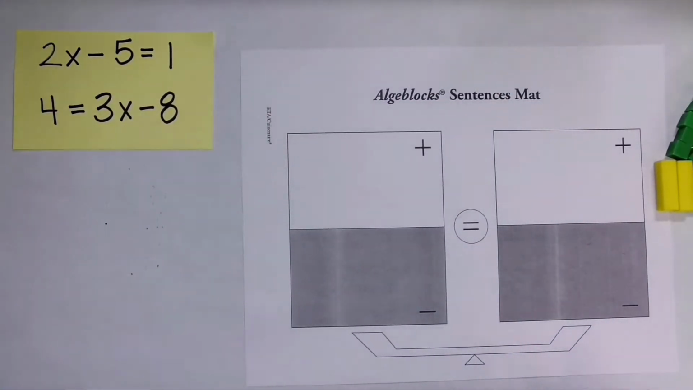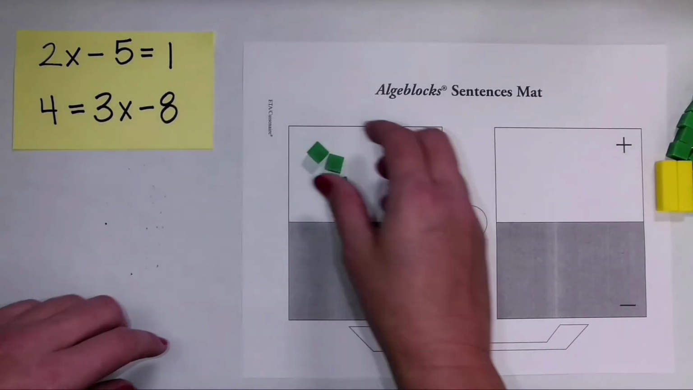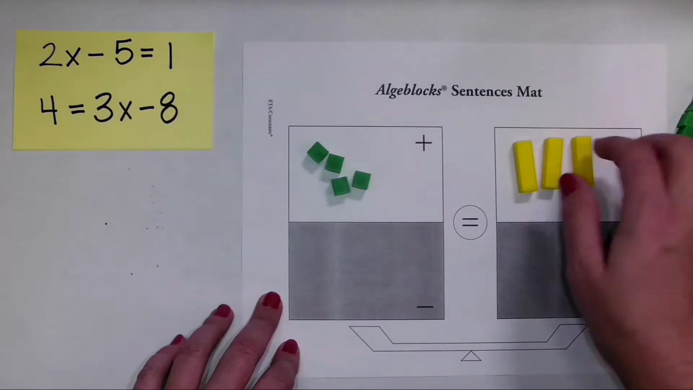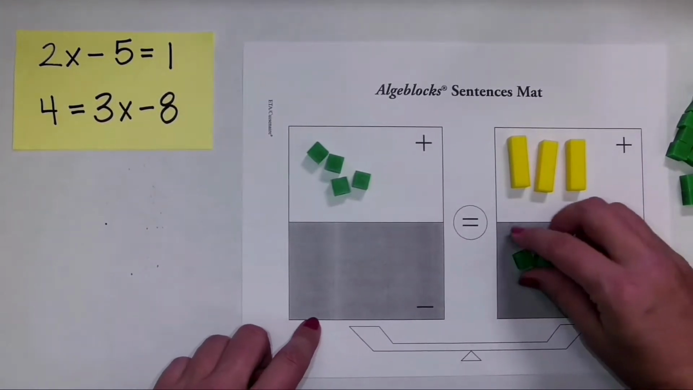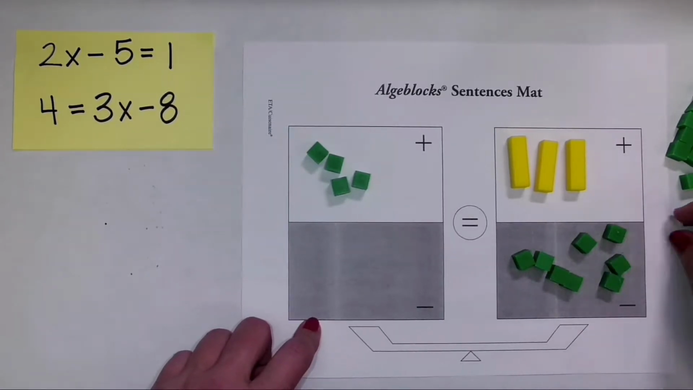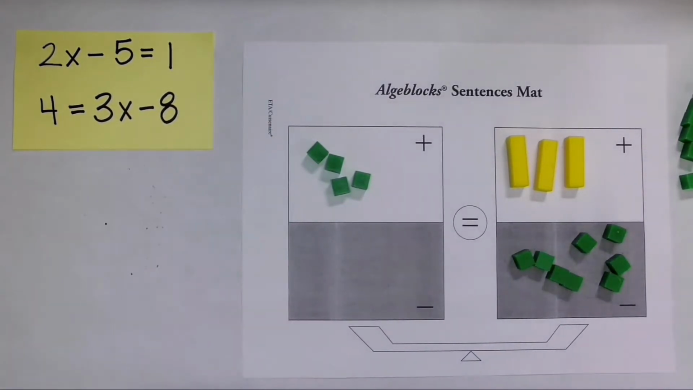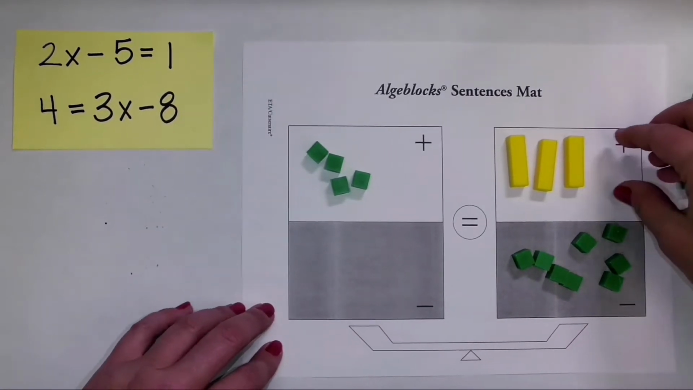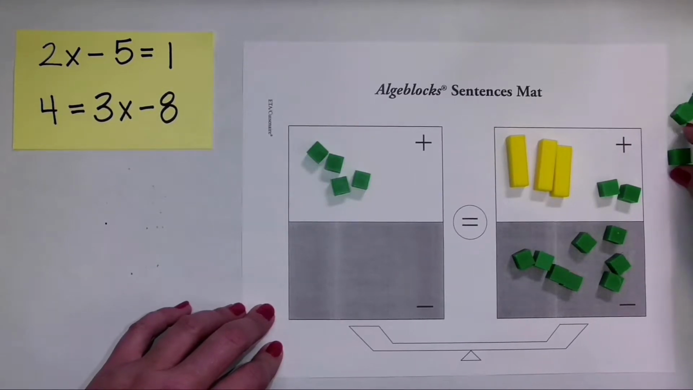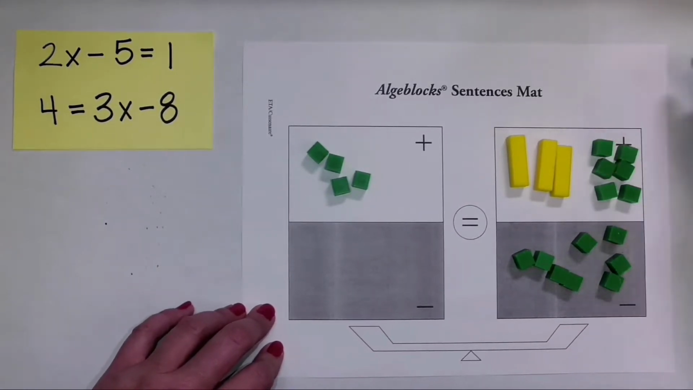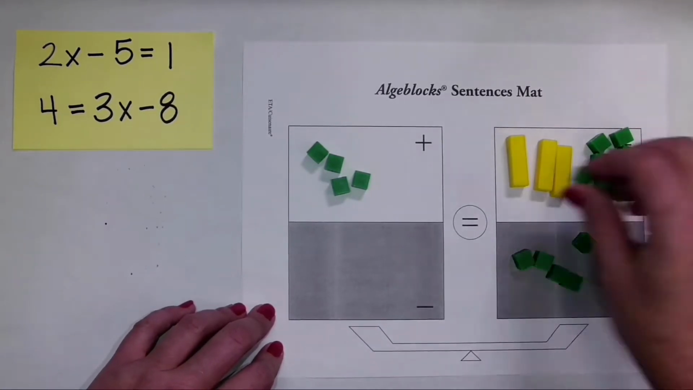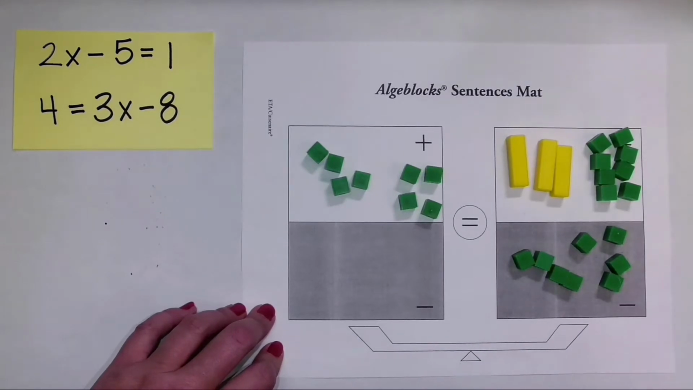Let's do the next problem. So I start with 4 equals 3x, so I'll get 3 x's out this time, minus 8. All right, 1, 2, 3, 4, 5, 6, 7, 8. Okay, I'm going to isolate this variable. To do that, I'm going to create 8 zero pairs here. So that means I'm going to bring in 8 positive cubes to that side of the equal sign. But remember, anytime we do something to that side of the equal sign, we also have to do it to this side of the equal sign.